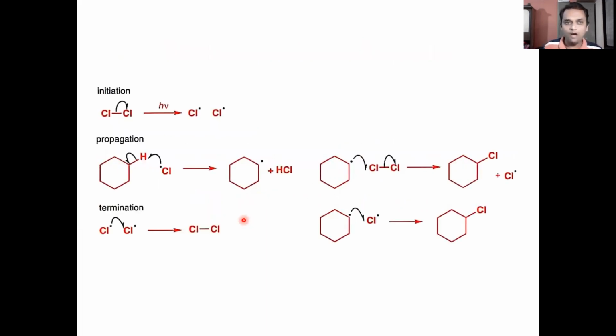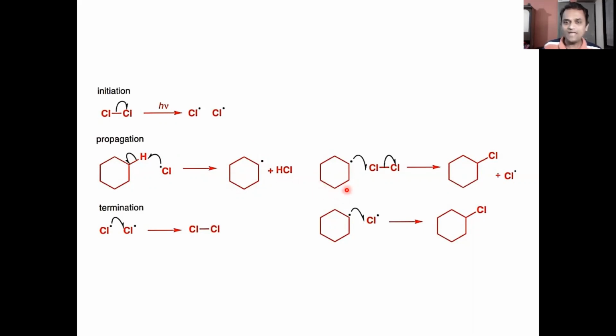Now, how does this reaction take place? The first step is initiation, where the chlorine molecule in the presence of light undergoes homolytic cleavage. So each Cl will get one electron, so there is a formation of chlorine radicals. Then the second step is propagation. In this case, one of the hydrogens from this carbon is taken by the Cl radical. So there is a formation of cyclohexyl radical plus HCl.